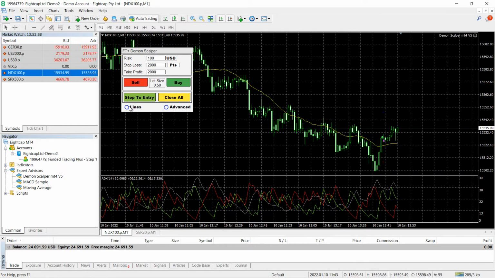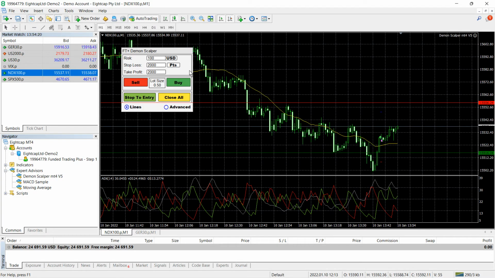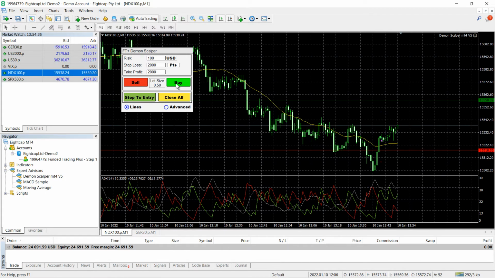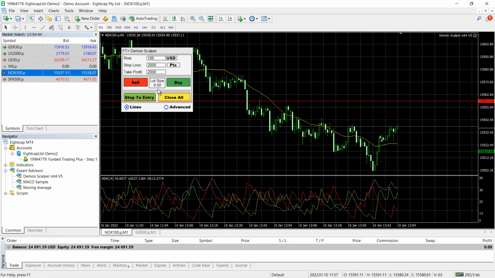Down on the bottom here, when I bring on the lines, that shows you the positions of the lines on the chart. So sell: 20 points above is the stop loss, 20 points below is the take profit, and I can switch that round by clicking over the buy button: take profit 20 points up, and stop loss 20 points below. Contract size 0.5. That's the correct size for that trade. I can now buy or sell.